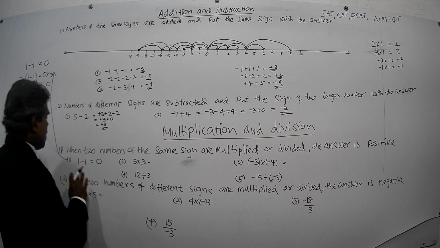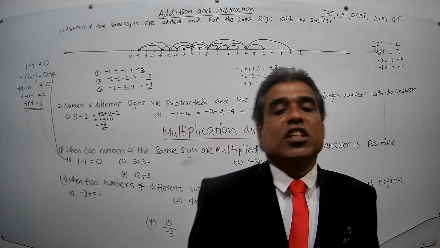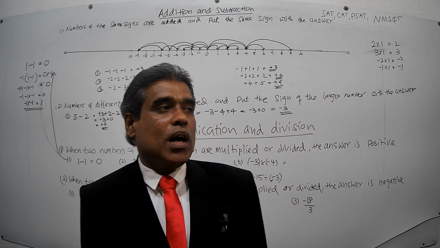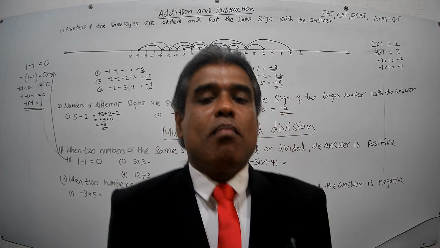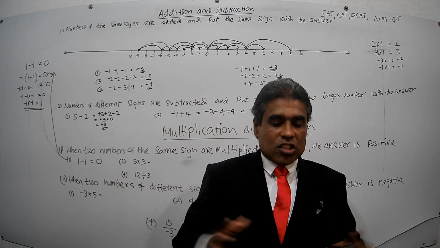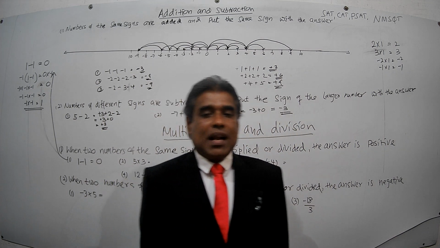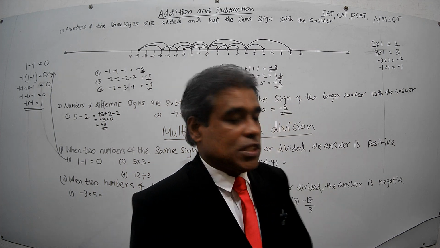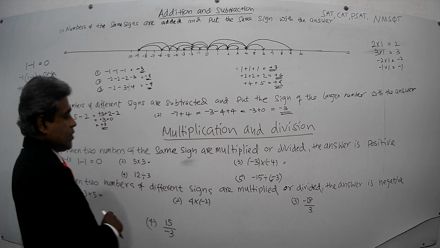Now come to this example. The first rule of multiplication and division applies to numbers of the same sign. When you multiply or divide numbers of the same sign, the answer is always positive. That is the principle. If you divide or multiply two numbers of the same sign, the answer is positive, right? Now come to this one, then we are going to show it.